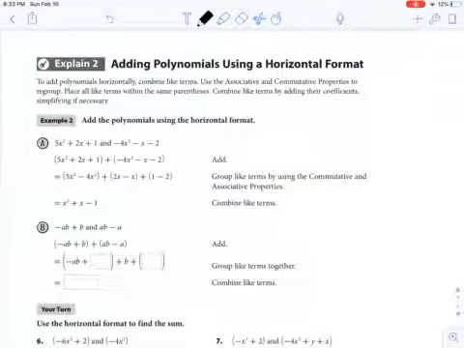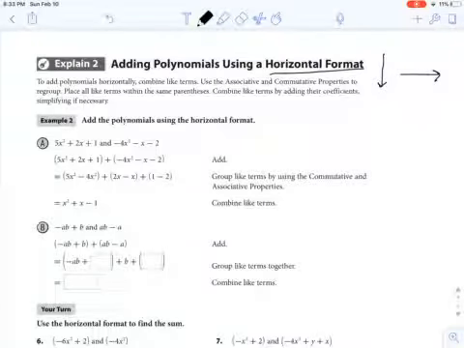So we're going to continue on with 17.2, keeping in mind the essential question, which is how do you add polynomials? And we're going to look at adding polynomials using horizontal format. And so we're no longer going to be looking at vertical, but horizontal.